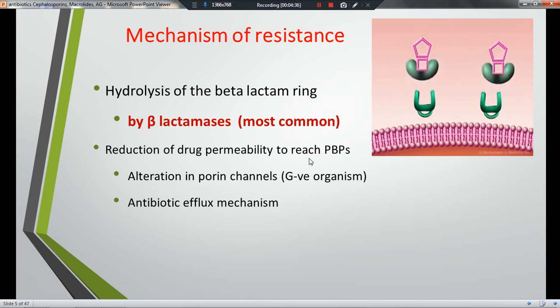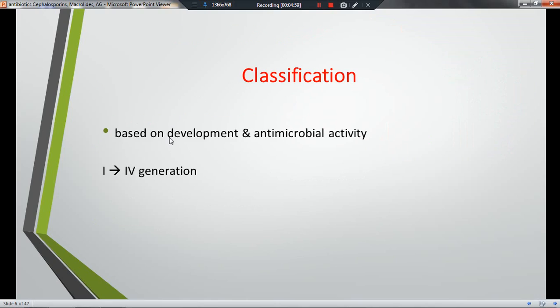There are other mechanisms like reduced drug permeability to reach these penicillin binding proteins by altering the porin channels, or by antibiotic efflux mechanisms, or by altered penicillin binding protein. These are all the mechanisms of resistance, but the most important is hydrolysis of the beta-lactam ring by beta-lactamases.